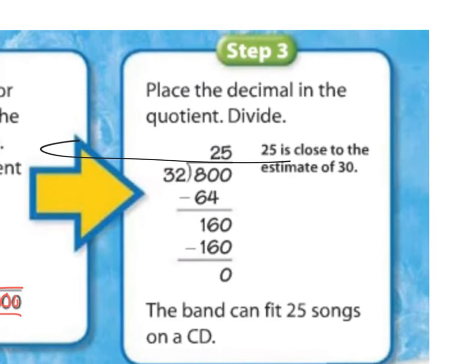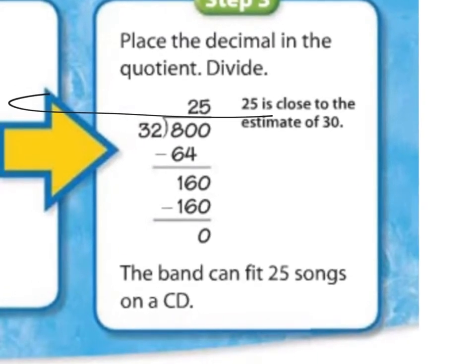So now we see that when we divide 800 by 32, secret word is slow tortoise, we're going to get the answer of 25 right there. The band can fit 25 songs on a CD. And yes, 25, I feel good with that answer because it's close to our estimate.